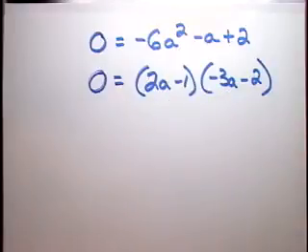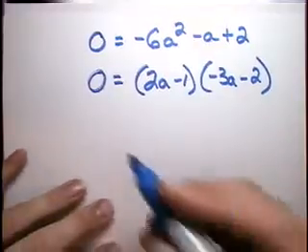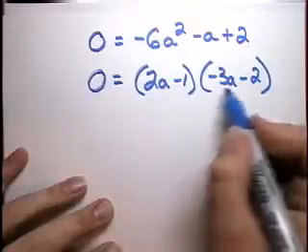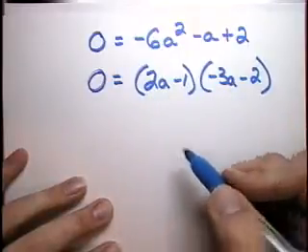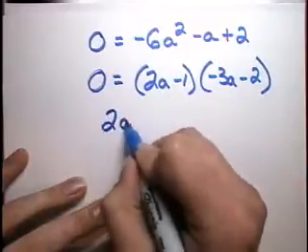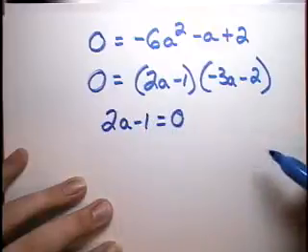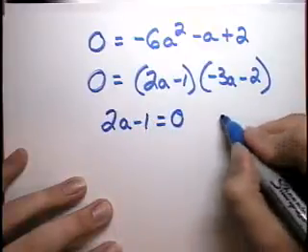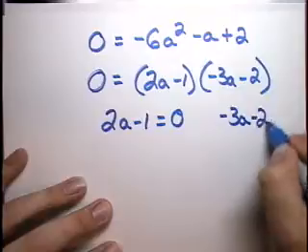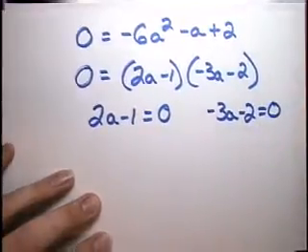Well, we know enough about multiplication by 0 to know that the only way that could happen is if one of these factors had a value of 0 or both factors had a value of 0. So what we want to do is figure out, when do each of these factors equal 0? When does 2a minus 1 equal 0? And when does negative 3a minus 2 equal 0?